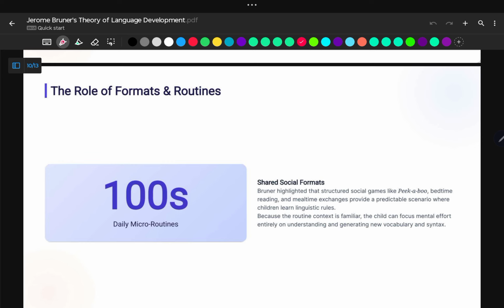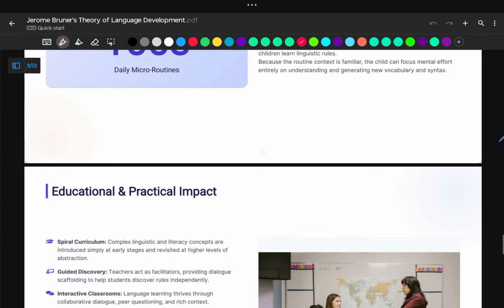Bruner highlighted that structured social games like peekaboo, bedtime reading, and mealtime exchange provide a predictable scenario where children learn linguistic rules. Because the routine context is familiar, the child can focus mental effort entirely on understanding and generating new vocabulary and syntax.